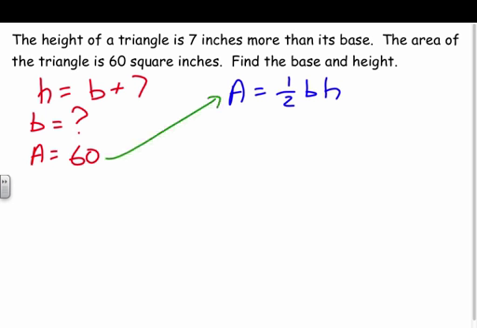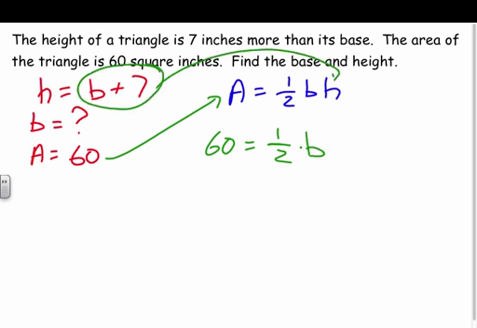So I got 60 for the area equals 1/2. I don't know the base, so it's still times b here. And I got this for the height. So I'm going to plug this in for height there. I'm going to put it in parentheses. Anytime I plug something in, put it in parentheses. Okay, there we go. So a lot of things I could do here.